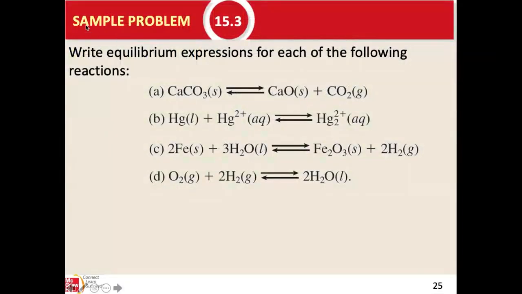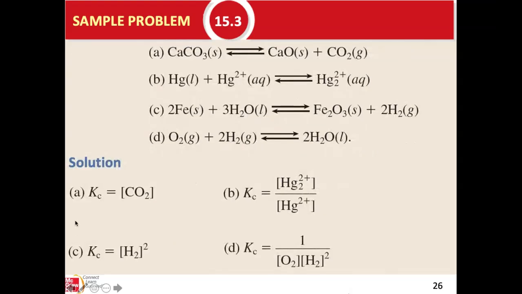So this is a sample problem. Write the expression for each of the following reactions. Pay attention to their state of matter. This is solid, this is solid, and that's gas. So in the Kc expression, we're not going to include calcium oxide and calcium carbonate because they're in a solid state. As you can see, for A, Kc just equals the concentration of CO2 raised to the power of 1. We are not including substances in a solid state.